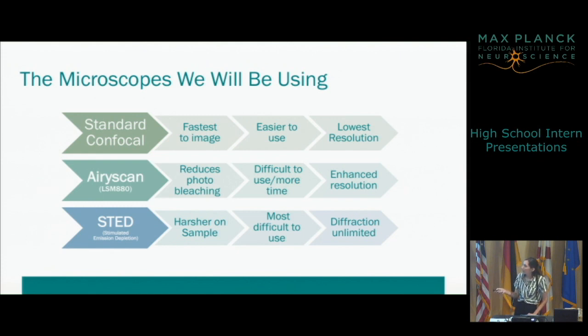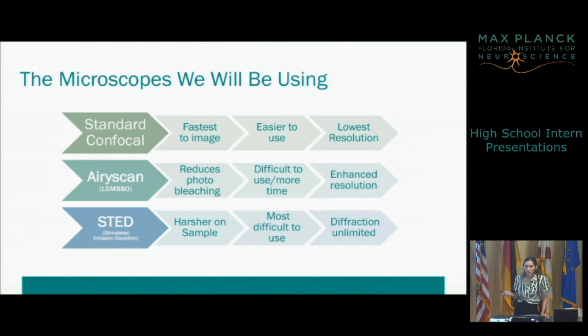We have the AiryScan, which reduces photobleaching, which is essentially where you have a fluorophore and it's exposed to light for too long, or for a long enough time that it just begins to not emit any more fluorescence, or you won't be able to detect it. If you can imagine, if you sent your colored clothing through the wash several times, the color would begin to fade.